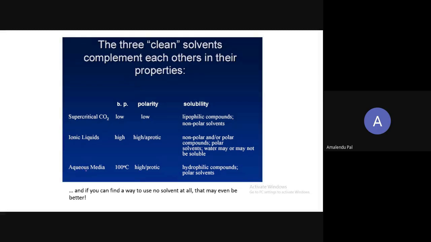And another thing, aqueous media, that is water. Boiling point is 100. Polarity is very high, 78, protic also, a hydrophilic, polar solvent. These are the three green solvents, and these three solvents are sufficient. Another thing, if you can find a way to use no solvent at all, that may be even better. But that is not possible. I told you before, we can reduce the environmental problem, but we cannot eliminate it. So let's come to the next slide.